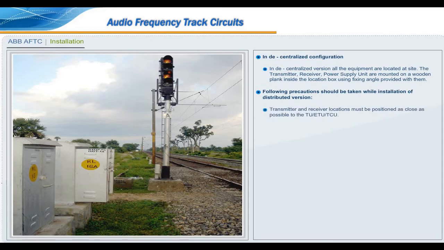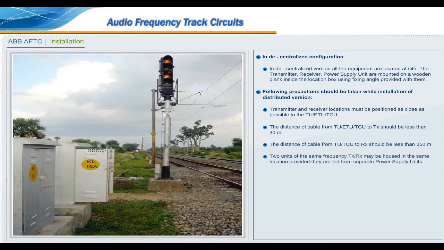Transmitter and receiver locations must be positioned as close as possible to the TU or ETU or TCU. The distance of cable from TU or ETU or TCU to TX should be less than 30 meter. The distance of cable from TU or TCU to RX should be less than 350 meter. Two units of the same frequency TX and RX may be housed in the same location provided they are fed from separate power supply units.